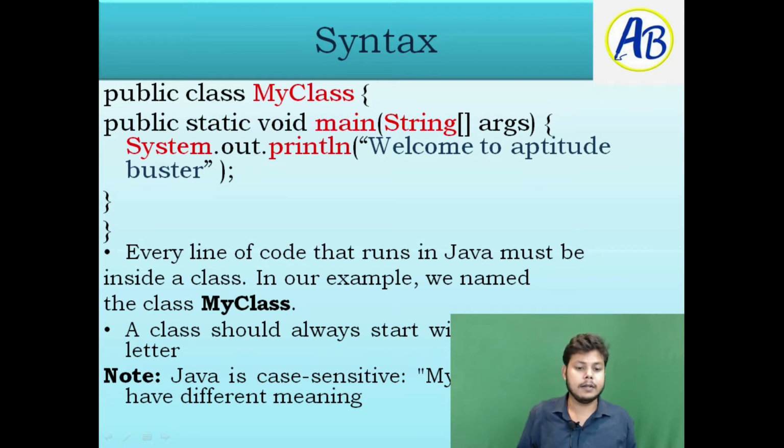Okay, so after that, if the user has to print anything on the screen, they must use this syntax: System, where the S should be uppercase and the rest lowercase. So System.out.println will give you the output on the screen. Let's say if I run this program, it will show the output: welcome to aptitude buster. Every line of code in Java must be inside the class, and inside this function also, the public static void main.